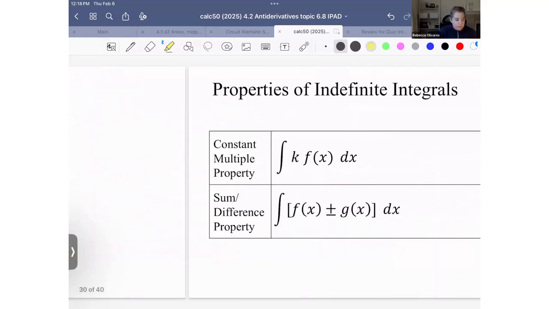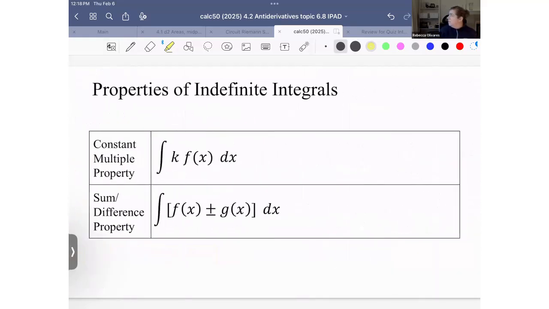Okay, a couple of properties. I want to get through these quickly because we have 15 minutes left. This property is called the constant multiple property, and it says that if you have a constant in front of your function, then you are allowed to take that constant outside of your integral and do k times the integral of f of x dx. And then the sum-difference property says that the integral of the sum is the sum of the integrals, or the integral of the difference is the difference of the integrals. We have the same rule for differentiation.